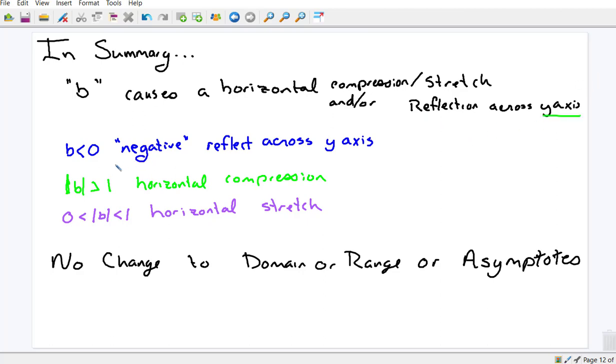If it's negative, it reflects across the y-axis, and if B has an absolute value of greater than 1, it's a horizontal compression. So it's almost like it's opposite of what we dealt with before. And if it's between 0 and 1, it's a horizontal stretch. Again, there were no changes to domain and range or asymptotes in this case.